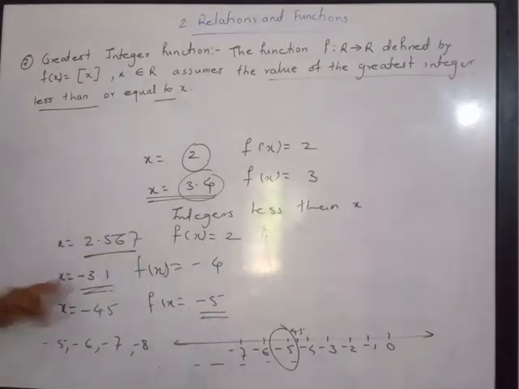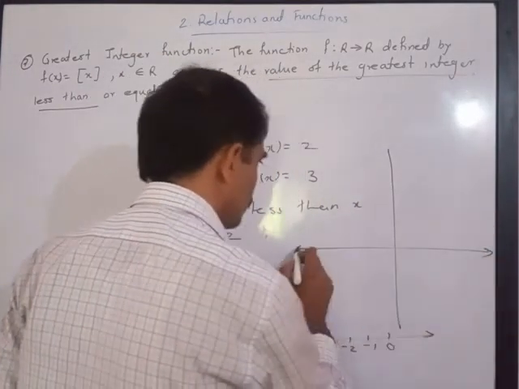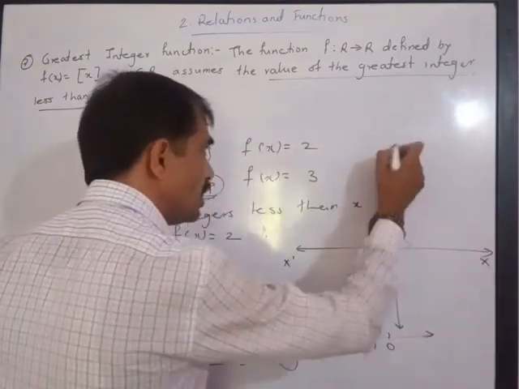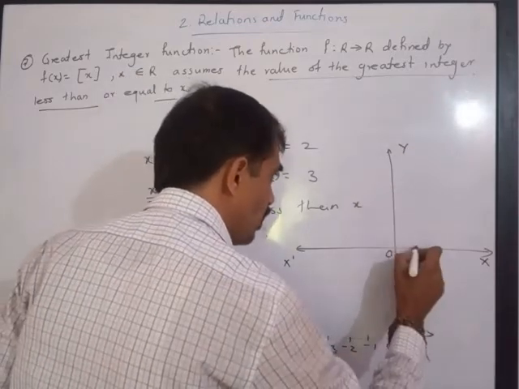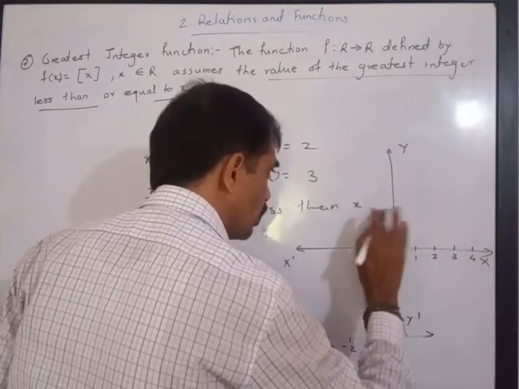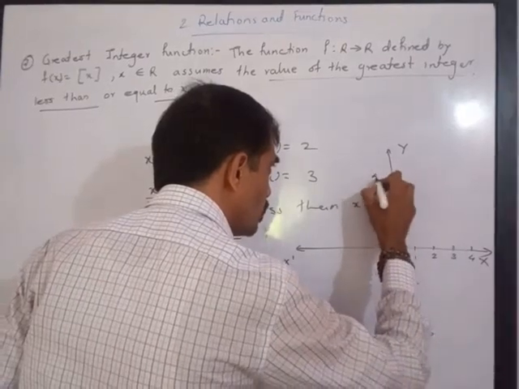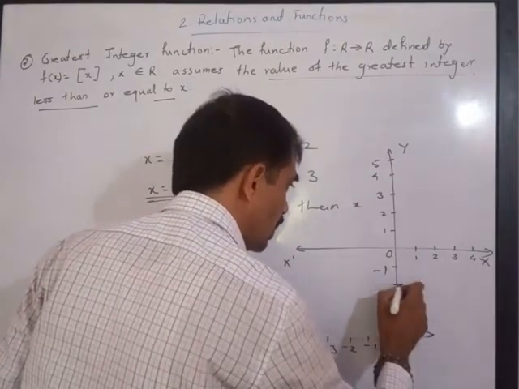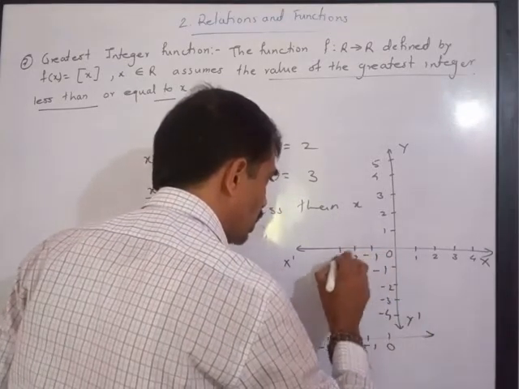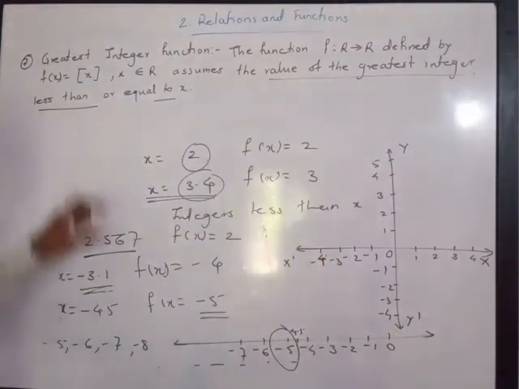Now this can be understood on the graph something like this. This is 0, x-axis, x dash. This is y, y dash. We have already studied how to draw in coordinate geometry. Positive 1, positive 2, positive 3, positive 4, positive 5. This side will have negative 1, negative 2, negative 3, negative 4. This side will have negative 1, negative 2, negative 3, negative 4.